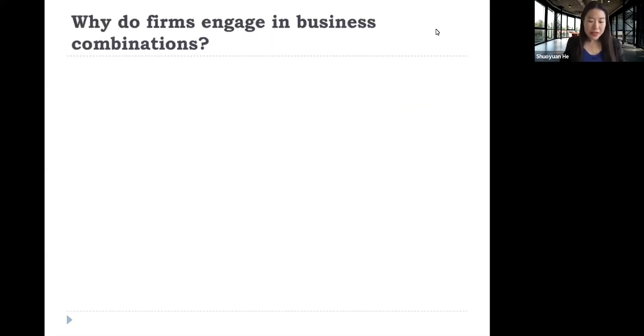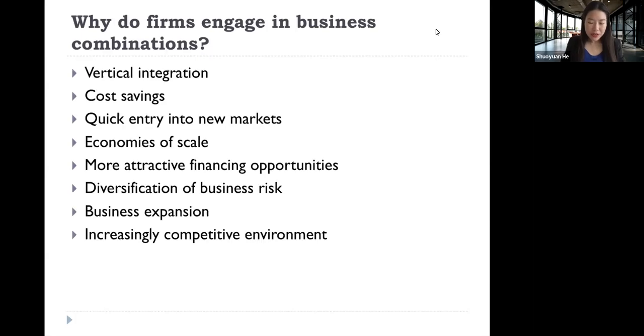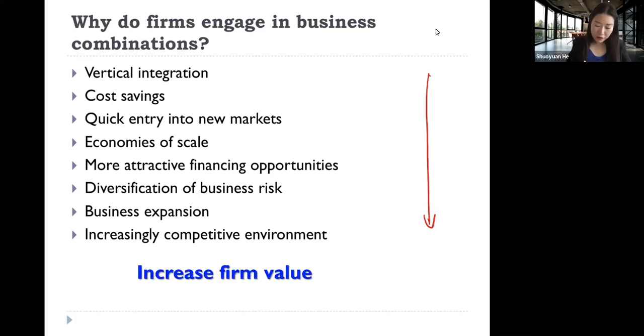So why do firms engage in business combination? This is a list of different reasons firms may engage in business combination. It can be out of vertical integration, to save cost, for business expansion, and so on and so forth. But ultimately, the firm just wants to increase its firm value. So the ultimate purpose for business combination is to increase firm value.